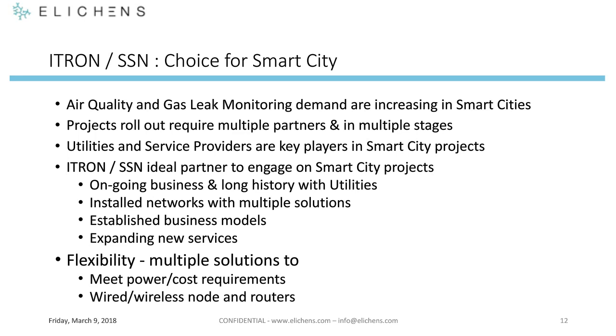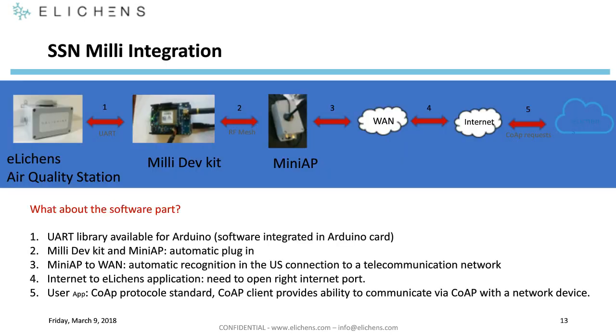Next slide shows an example of what we went through with the DevKit integration from Silver Spring. On the top side, you see a block diagram of the integration. We received a mini DevKit along with a mini AP via a UART interface. We interfaced our air quality station to the mini DevKit, which was then connected to the WAN and the internet, and through to our cloud.